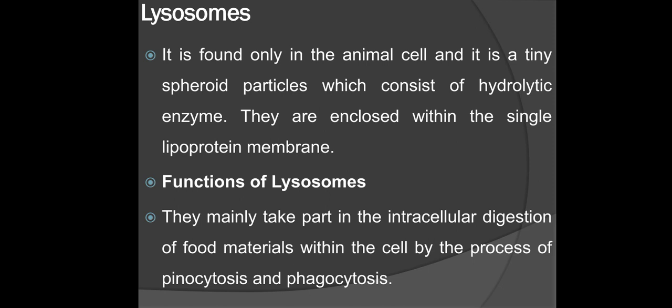I am Dr. Ganpat Nagda, and today we will continue the chapter Cell Structure and Functions, and the organelle is lysosomes. It is found only in the animal cell, and it is a tiny spheroid particle which consists of hydrolytic enzymes. They are enclosed within a single lipoprotein membrane.